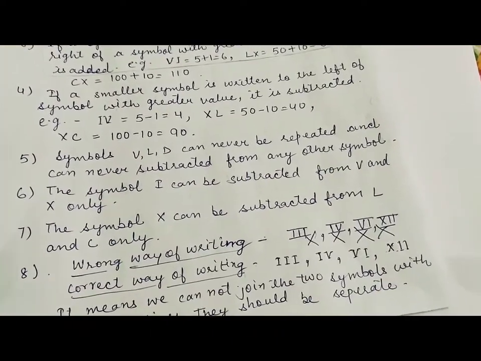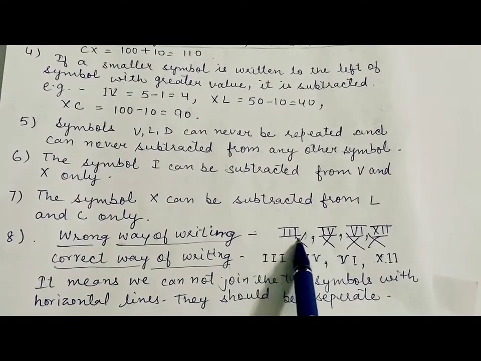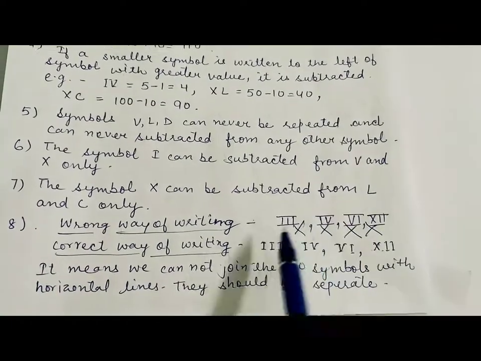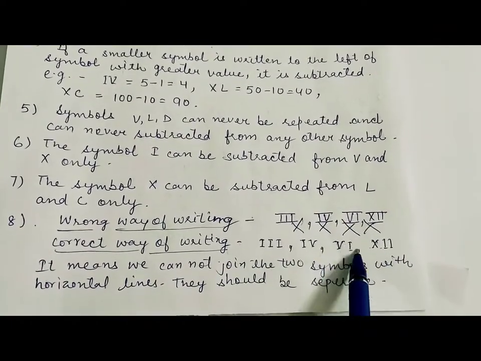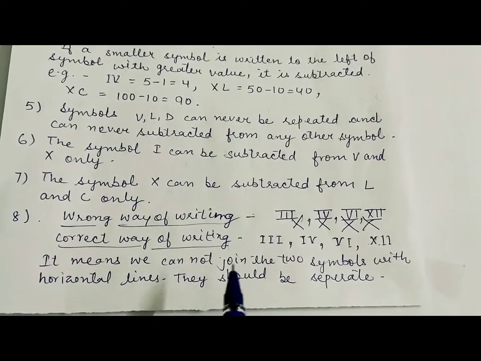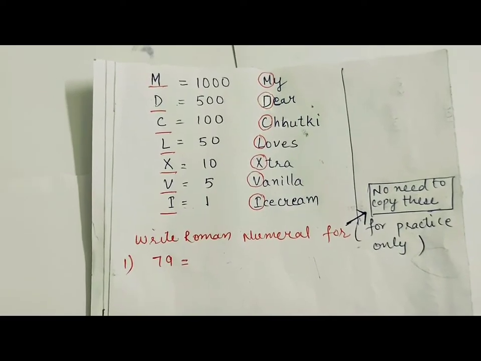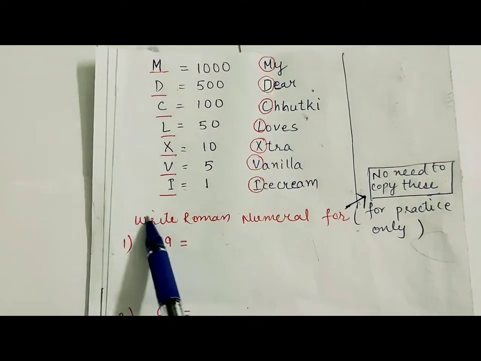Now, the wrong way of writing. Many students write the Roman numerals like this, means putting a horizontal line collectively. That is a wrong method of writing. So, the correct way is to write them separately. It means we cannot join the two symbols with horizontal lines. They should be separate.